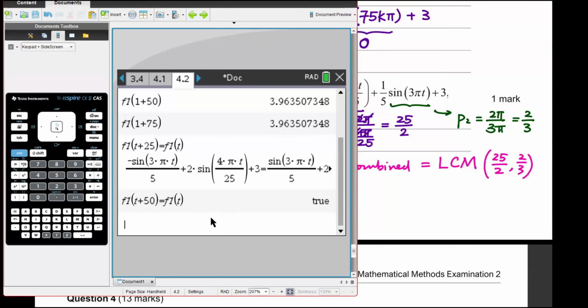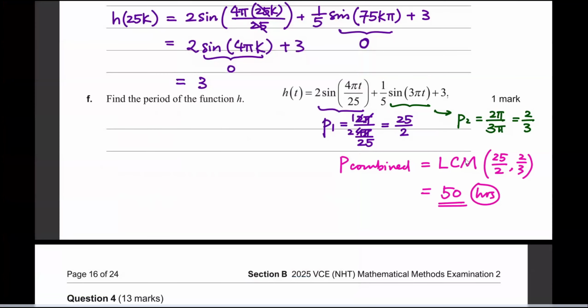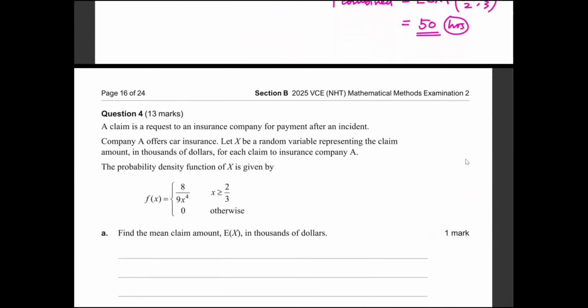This is how I would approach this one. And I do have my CAS calculator. You put LCM, 25 over 2, comma, 2 on 3, enter. The period is 50. We call it the minimum positive period. And the period has a time unit. Yep, that should be the correct answer, I suppose. So that's that question, and we have 2 more questions to go.